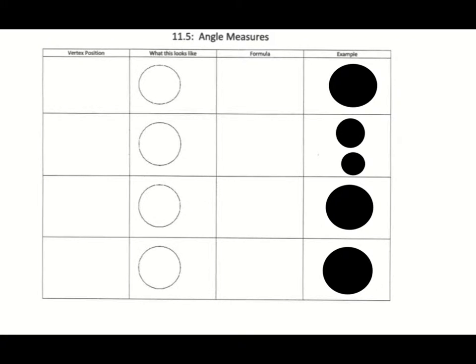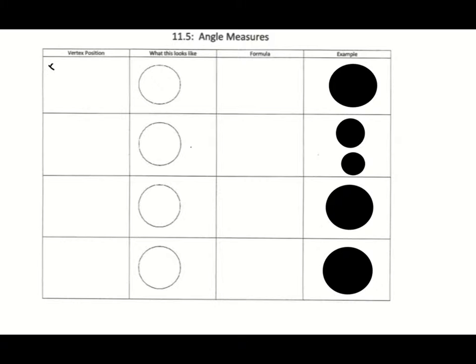In our last section, we talked about angle measures and how they related to the angles from the center of the circle. And now we're going to talk about a couple more angle measures inside of a circle from different locations. So our first one, we're going to review the angle measure at the center of a circle.